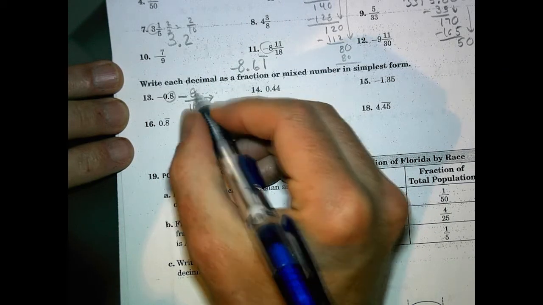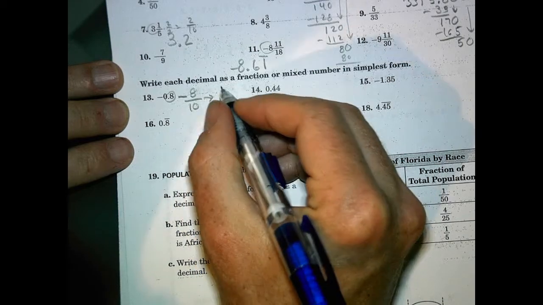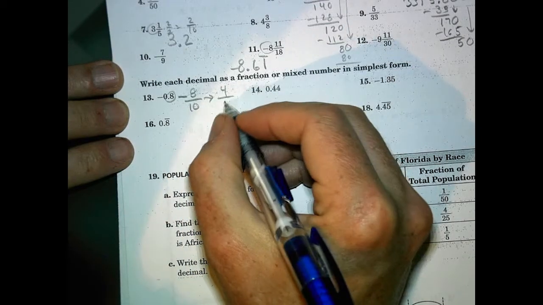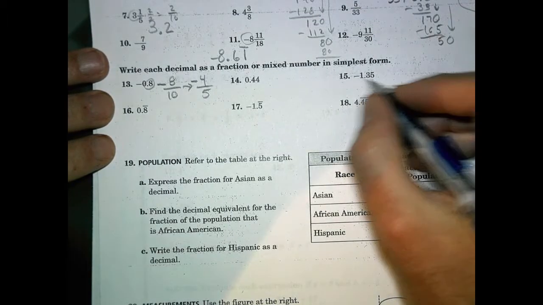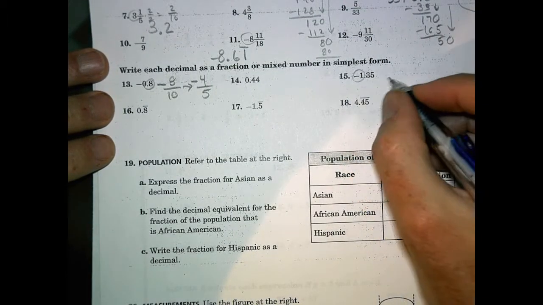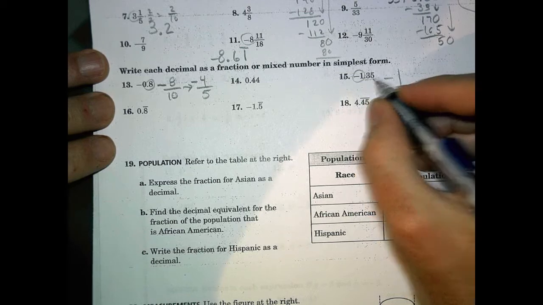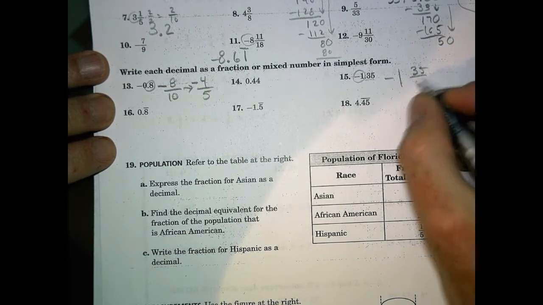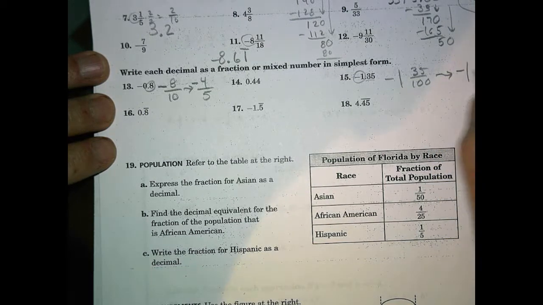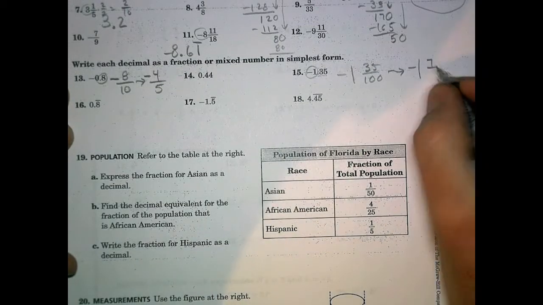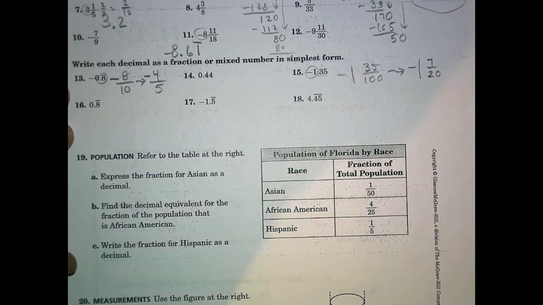I want to simplify it. I can divide both sides by 2, or top and bottom by 2. 8 divided by 2 is 4. 10 divided by 2 is 5, so I have -4/5. Number 15, I have a -1, don't forget that. And this is 35 hundredths, so I can write it as 35 over 100. That can be simplified, because 5 goes into here 7 times, and 5 goes in there 20 times. So I can reduce it.